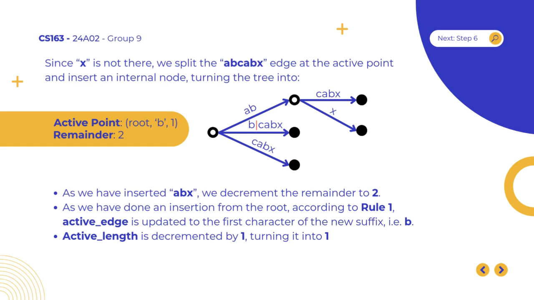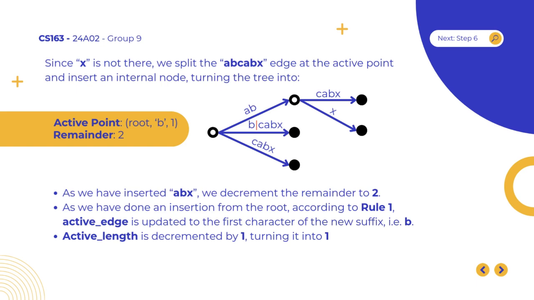And as we have inserted ABX from the root, according to rule 1, the active edge is now updated to the next character, which is B, and the active length is decremented from 2 to 1. So the active point moves from AB to B right here.